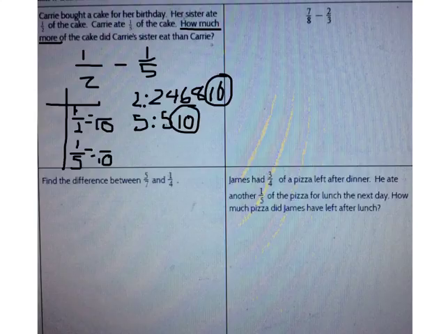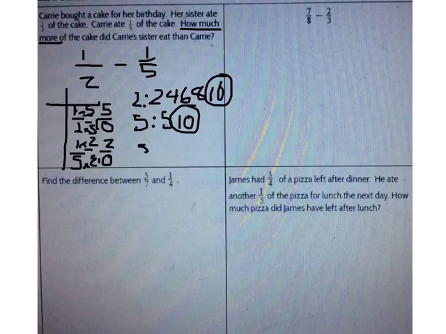When I change 1/2 so that the denominator is 10, what do I multiply by? I multiply by 5. 2 times 5 is 10. 1 times 5 is 5, so 1/2 is equal to 5/10. When I change 1/5 so that the denominator is 10, what do I multiply by? Well, 5 times 2 is 10, and 1 times 2 is 2.